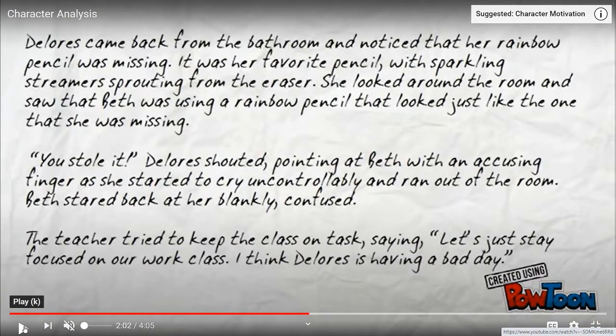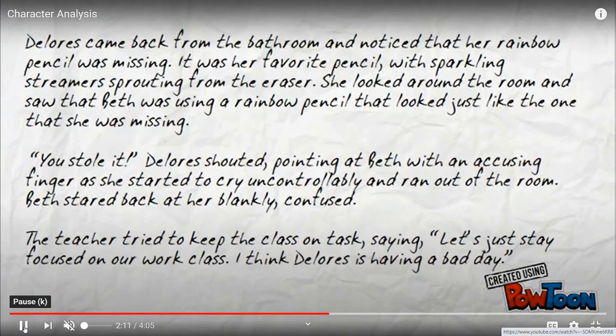Here is a small reading, a short from a story. Dolores came back from the bathroom and noticed that her rainbow pencil was missing. It was her favorite pencil with sparkling streams sprouting from the eraser. She looked around the room and saw that Beth was using a rainbow pencil that looked just like the one she was missing. "You stole it!" Dolores shouted, pointing at Beth with an accusing finger as she started to cry uncontrollably and ran out of the room. Beth stared back at her, blankly confused.